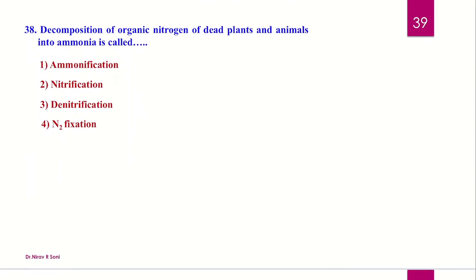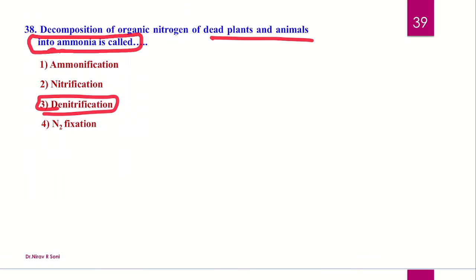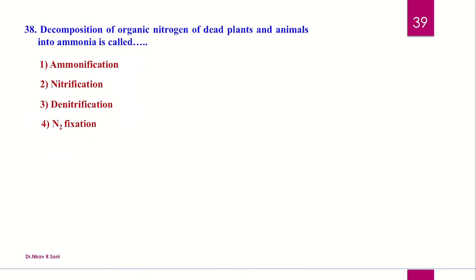Question number 38. Decomposition of organic nitrogen of dead plants and animals into ammonia. This is called denitrification process? No. Dead plants and animals into ammonia, this is called ammonification process.